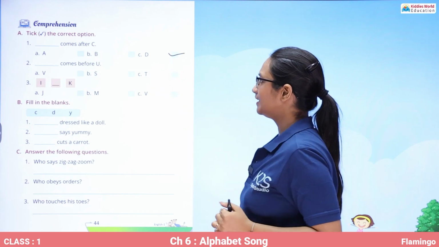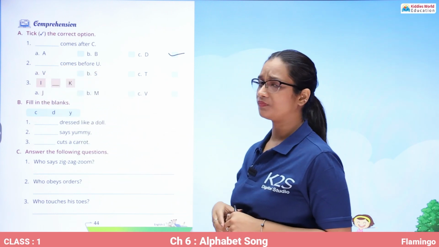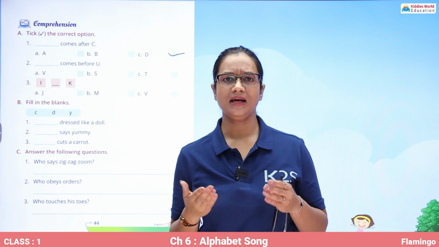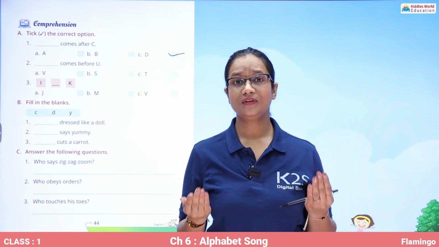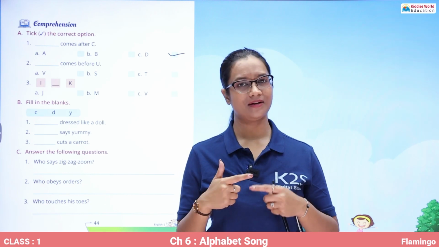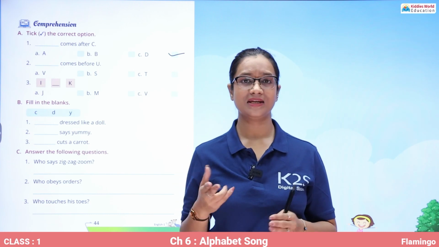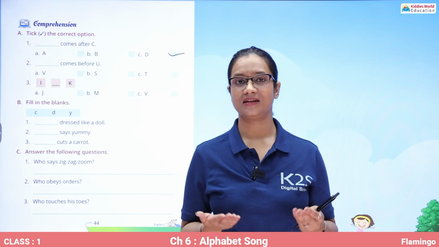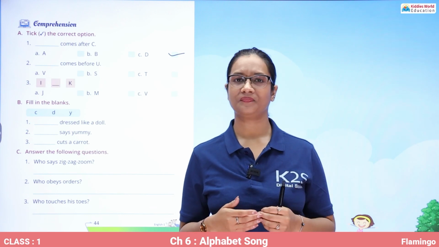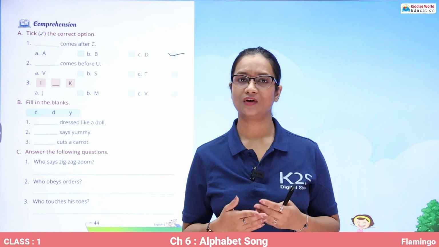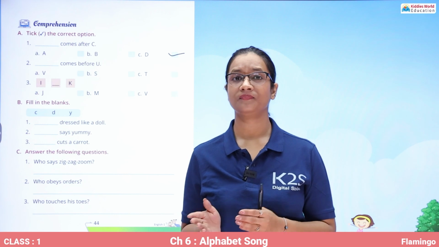So we will write or mark D here. And then dash comes before U. Now you will have to think a little about what is that letter which comes before U, and for that you will have to think of all the alphabets that you have already learned. Let's start together. So A, B, C, D, E, F, G, H, I, J, K, L, M, N, O, P, Q, R, S, T, U.